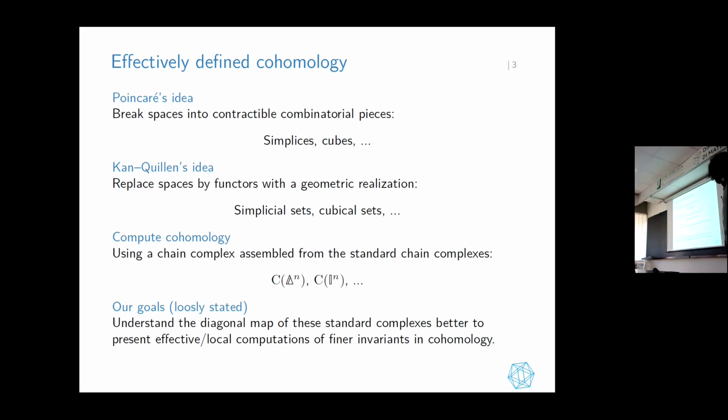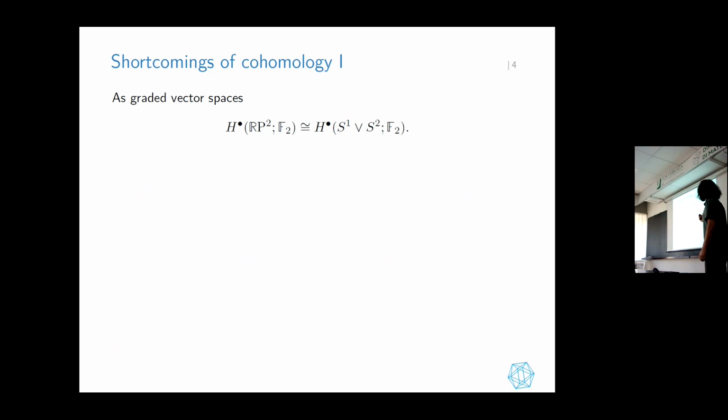Before we get there, let's highlight some of the shortcomings of looking at cohomology just linearly, as graded vector spaces. Here are two spaces that cannot be distinguished just by their mod 2 Betti numbers: the real projective plane and the wedge of a 1-sphere and a 2-sphere. These two spaces are clearly different. They are not homotopy equivalent, but cohomology as graded vector spaces is not a strong enough tool to separate them.